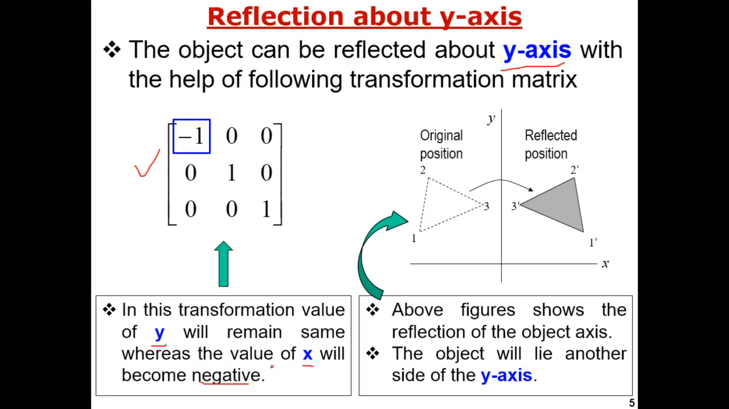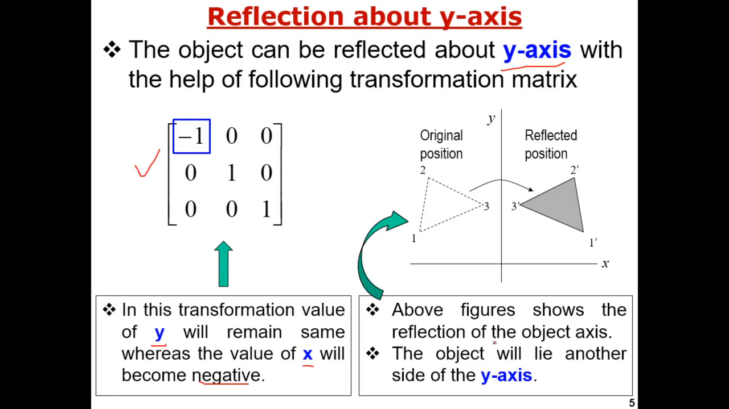So this is the simple thing. Whatever operation is performed for reflection about the x-axis, just the opposite will be applied for the y-axis. Here the matrix is applied to each and every vertex. You can see that this is the original position, and the object is going to be changed from here to there, or from there to here. So vice versa is possible.